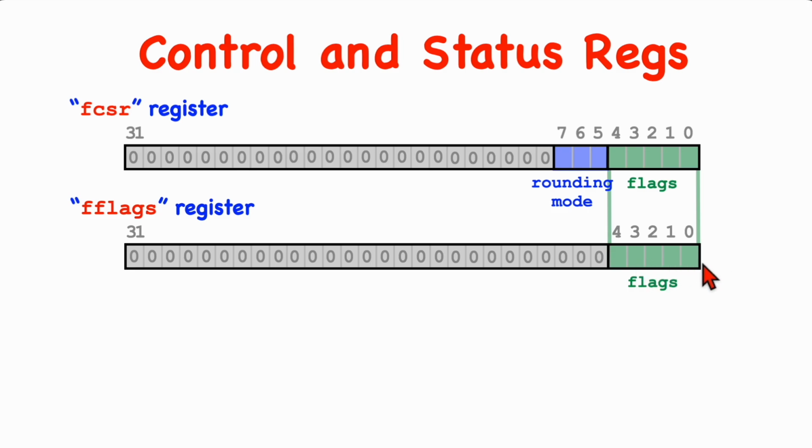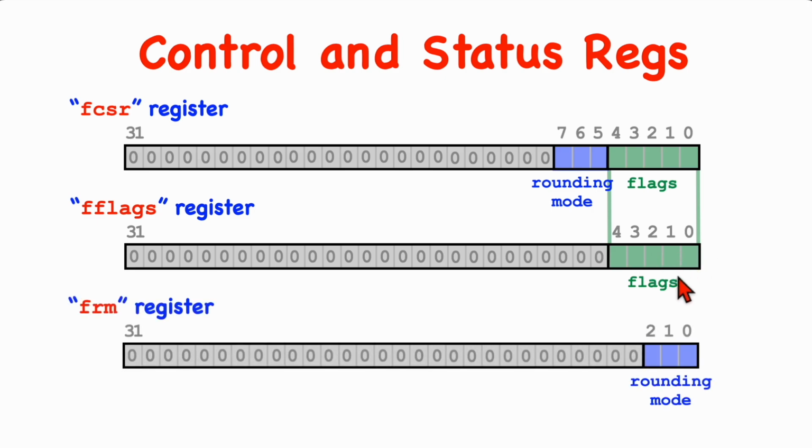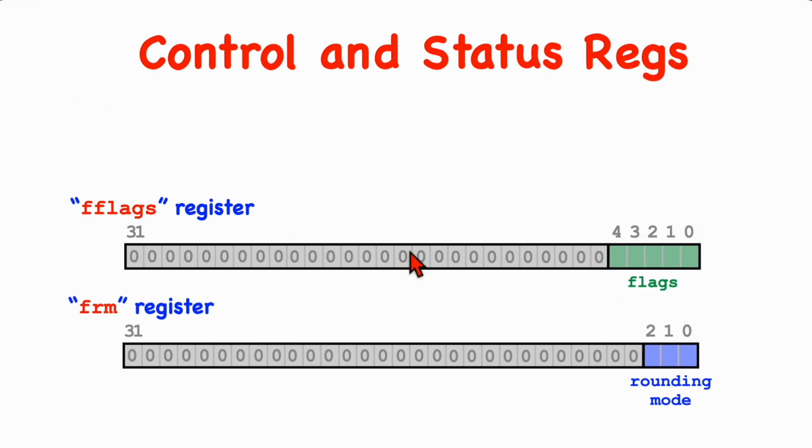So if you want to modify or query the bits, it doesn't matter which register you use, you'll get the same results. And likewise, we have an FRM, or rounding mode register. And again, similarly, these 3 bits are exactly the same bits that are in the FCSR register. So given that we've got this set up, you'll probably just ignore the FCSR register altogether and simply use the FFLAGS and the FRM register.